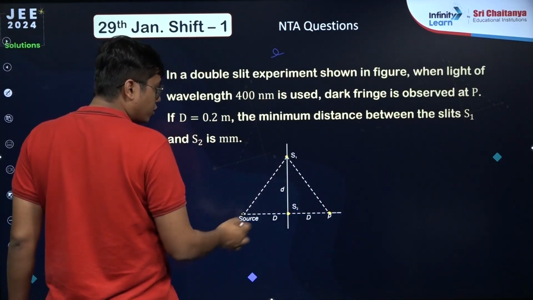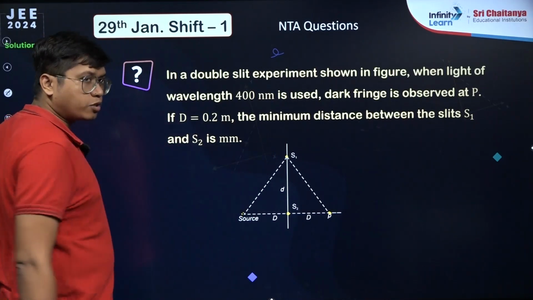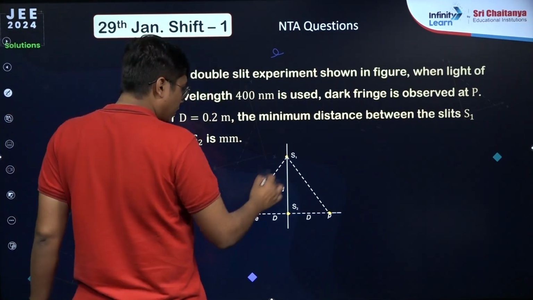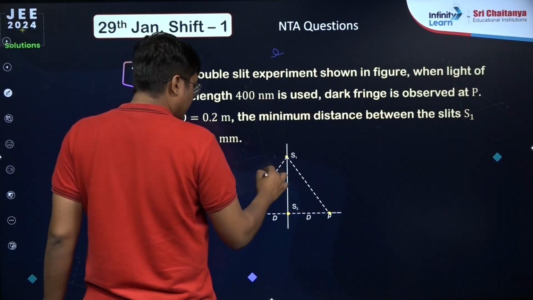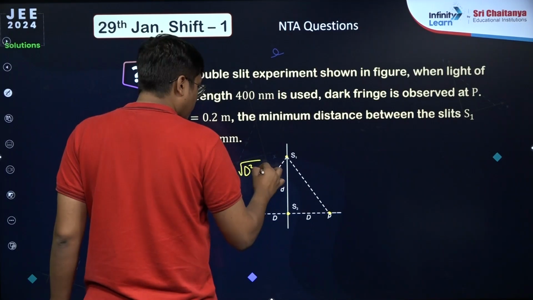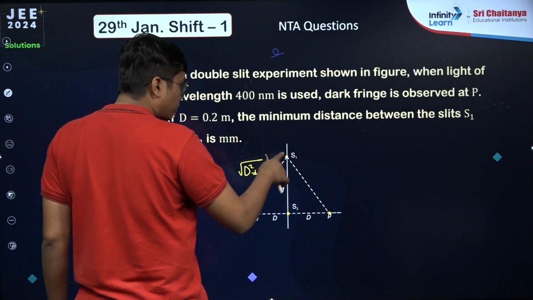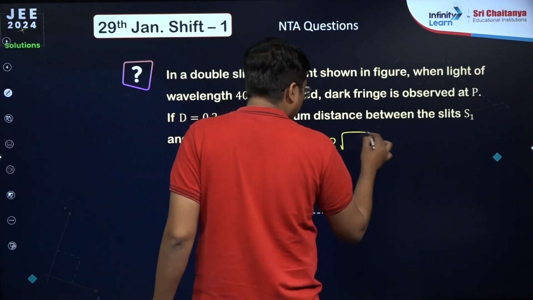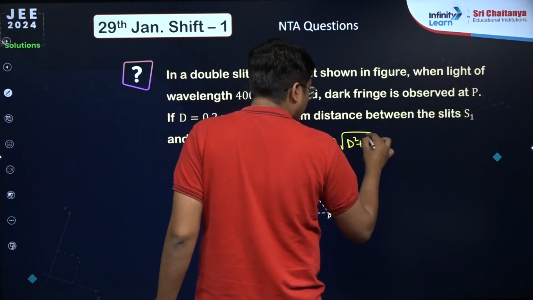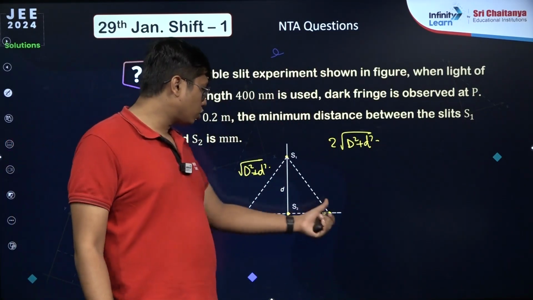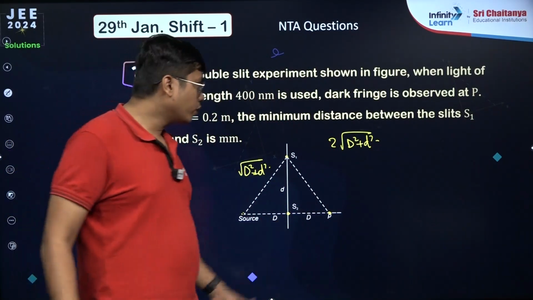The source is here. So even before the light ray reaches S1, it has already traveled an extra path difference. So over here, if you think about it, this is going to be root over of capital D square plus small d square. So the light ray that goes from here and back here, the distance it travels is 2 root over capital D square plus small d square. And the distance it has to travel from the source to here through this slit is 2 into d.